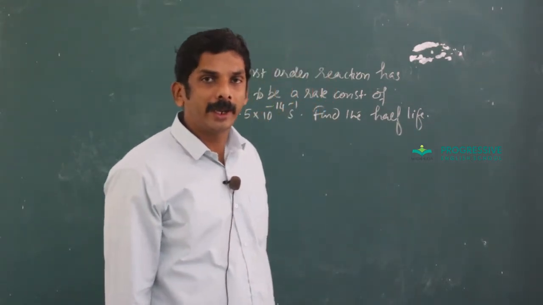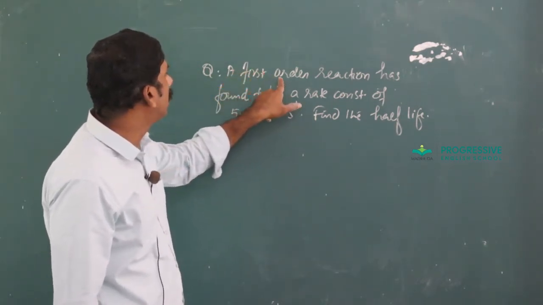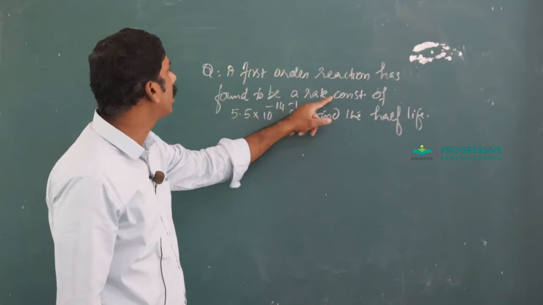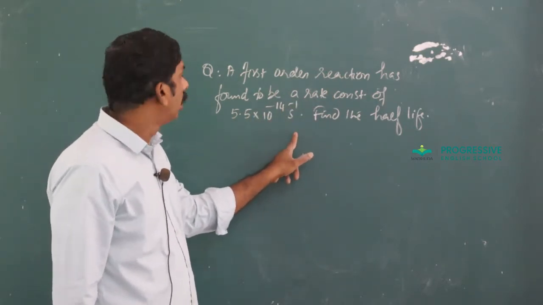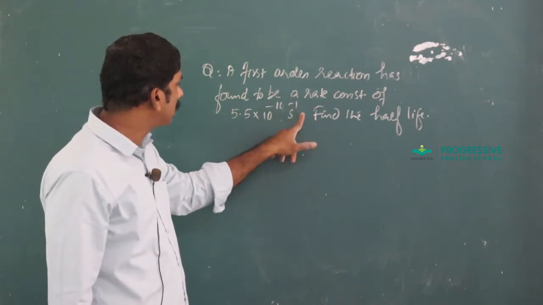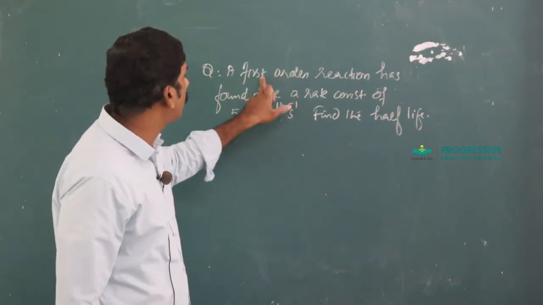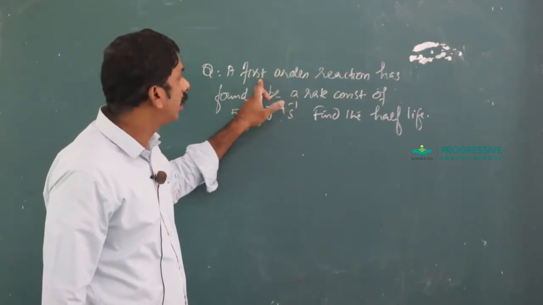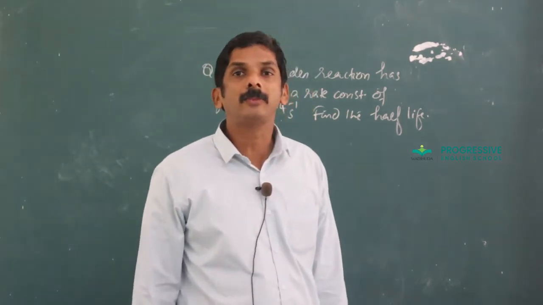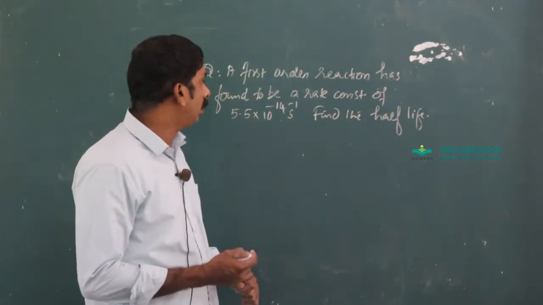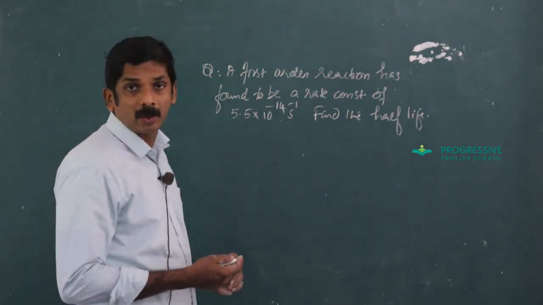Find half-life. A first order reaction. Here it is directly given, otherwise a reaction has a rate constant of 5.5 into 10 raised to minus 14 second inverse. That is, by analyzing the unit of rate constant, you can find the corresponding order. Clear? Find the half-life of the reaction. Here we have to find out half-life. Given data is rate constant.